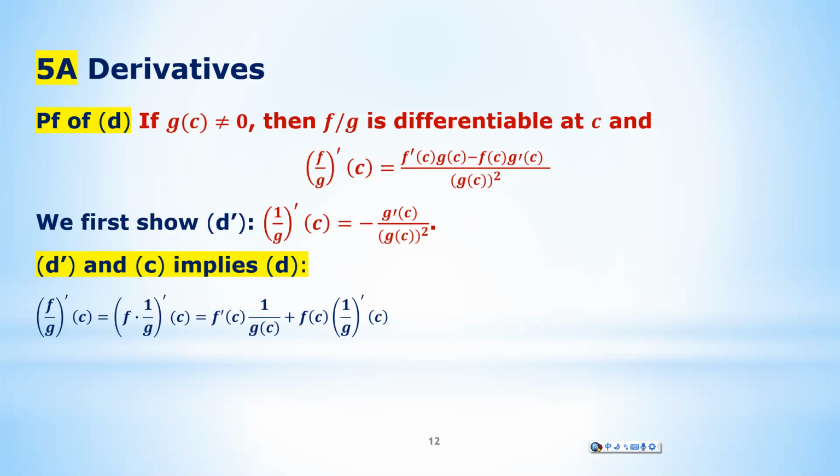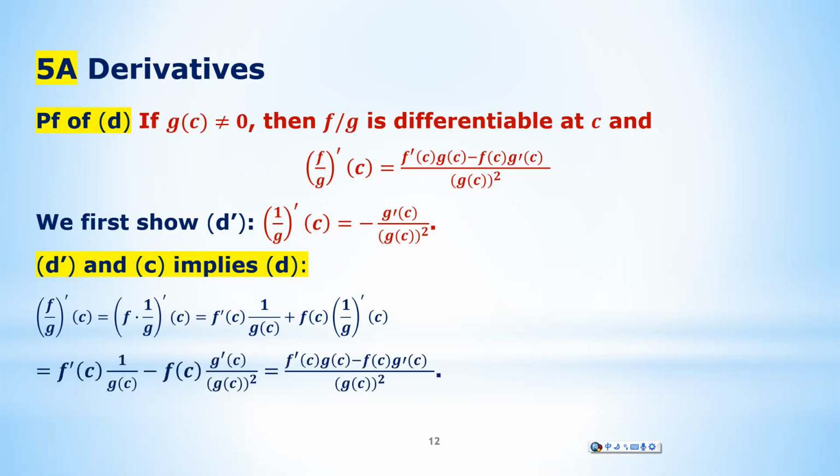Now suppose I can prove the derivative of 1 over G, suppose that is proven. Then in the second term, the derivative of 1 over G can be replaced by what? By minus G prime over G squared. Now if you put these terms together, the first term has a fraction, so I have to multiply G squared on both sides, and you'll get exactly the quotient rule.